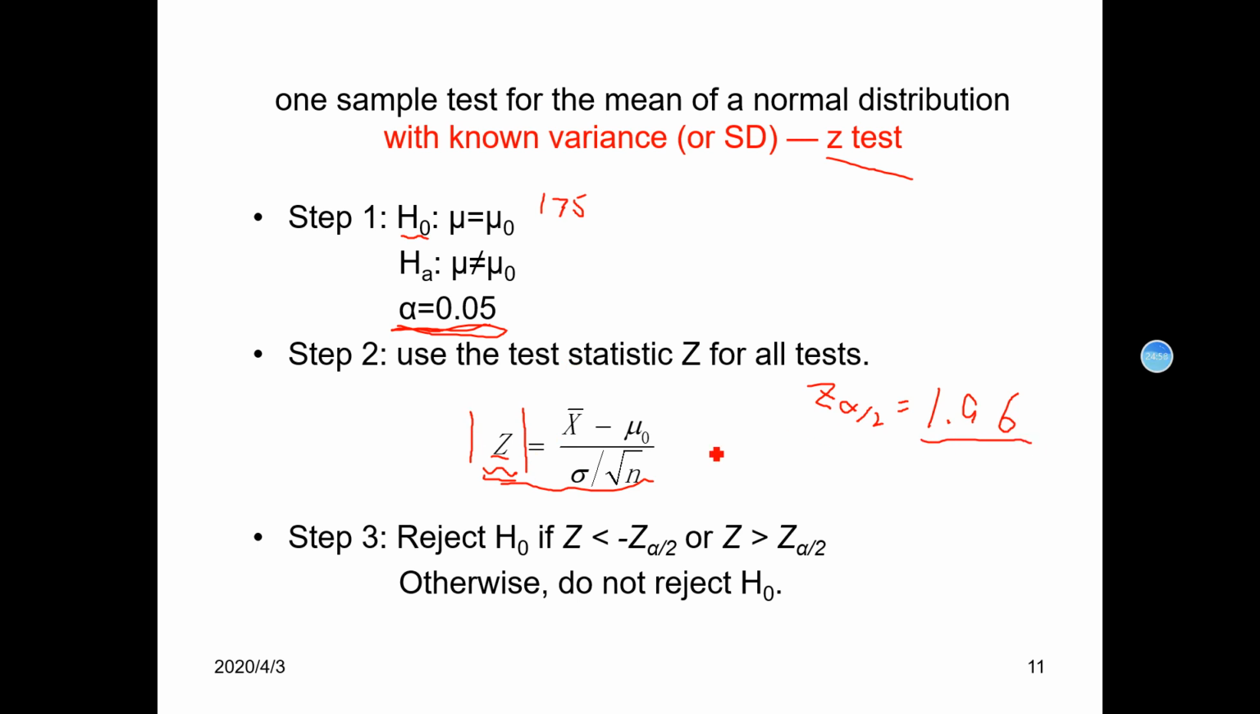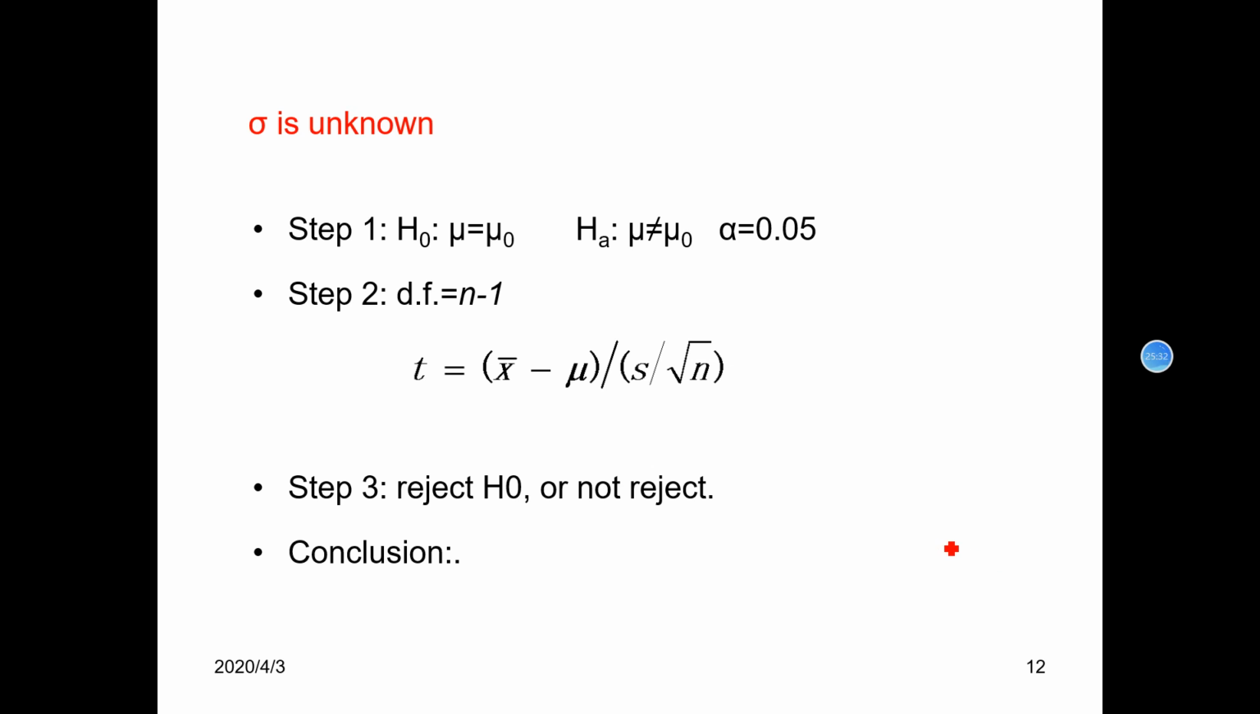And we need to compare the absolute value of z with 1.96. If the absolute value of z is bigger than 1.96, that means p is less than alpha, so we need to reject h0. But if we find that z is less than 1.96, that means p is bigger than alpha, so we cannot reject h0. So that is the answer. And the last thing is to make the conclusion. But this is method 1.